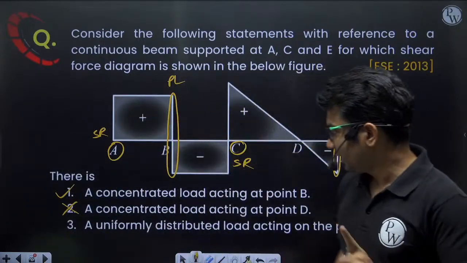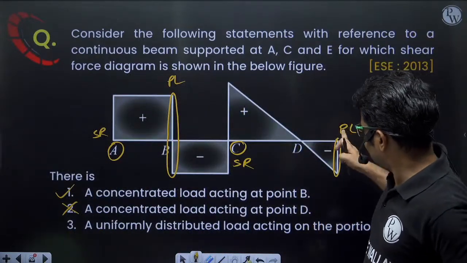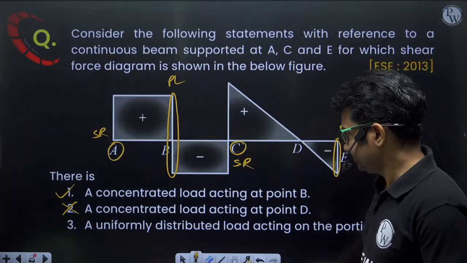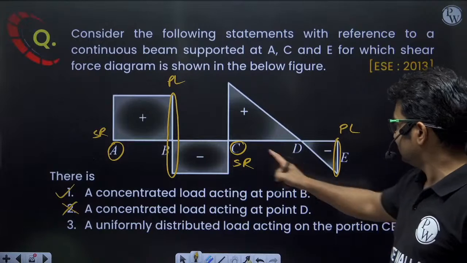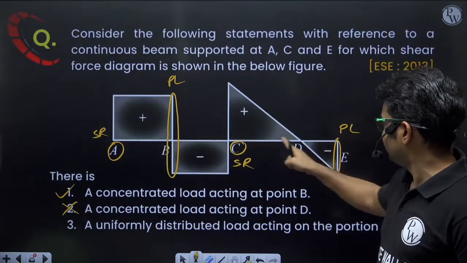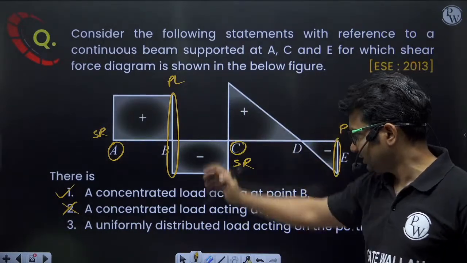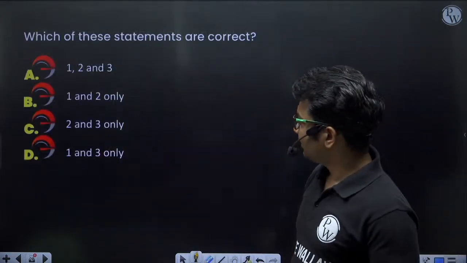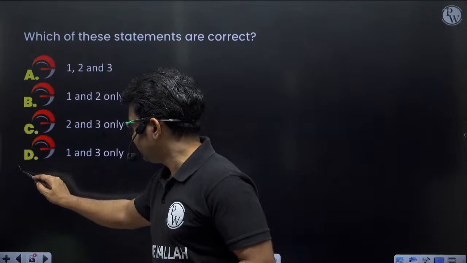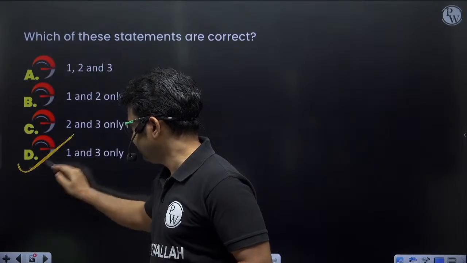From D, in this region there is a UDL. A uniformly distributed load acting on the portion CE. In this portion there is a UDL. Yes, correct. So statements 1 and 3 are correct, and the correct answer will be that option. Clear?